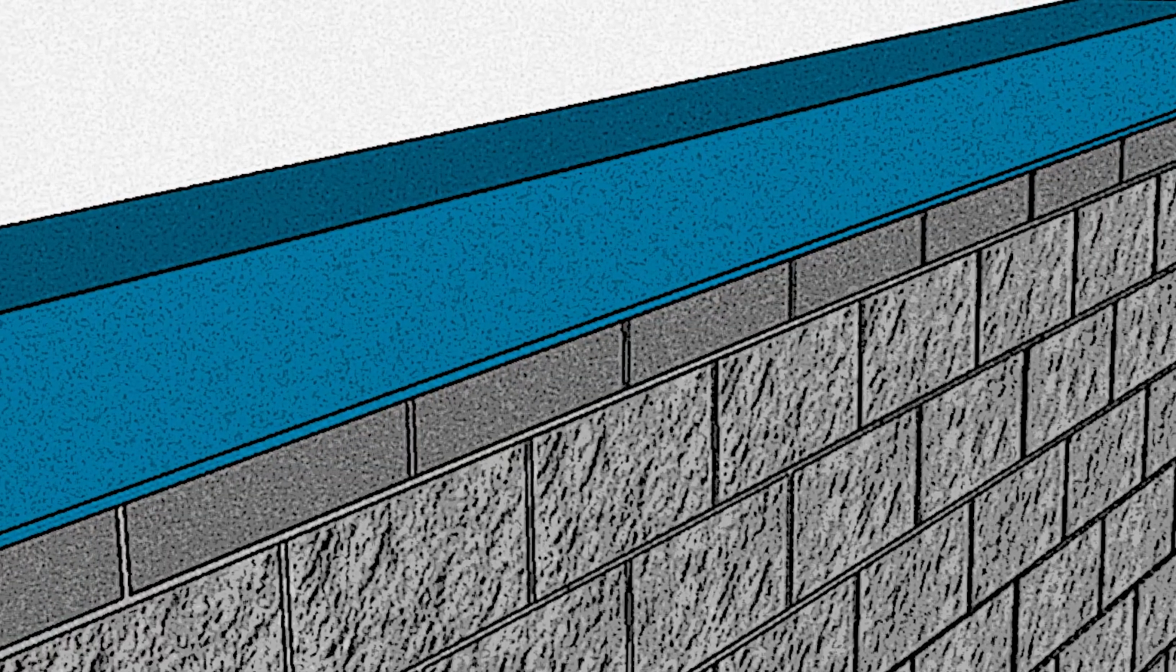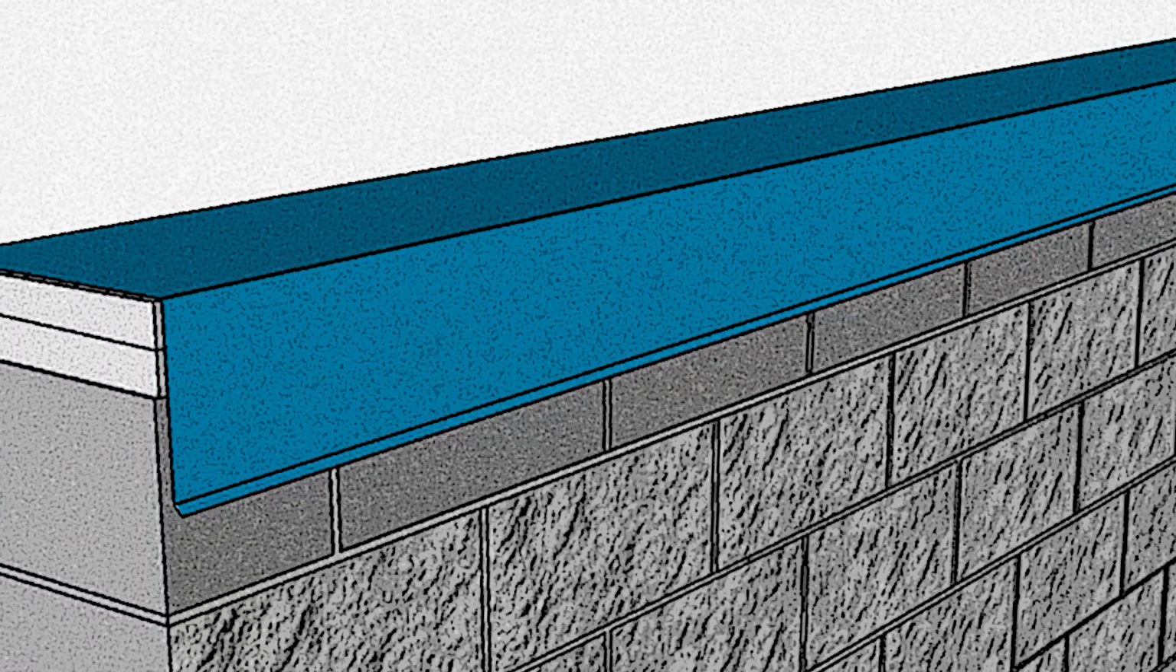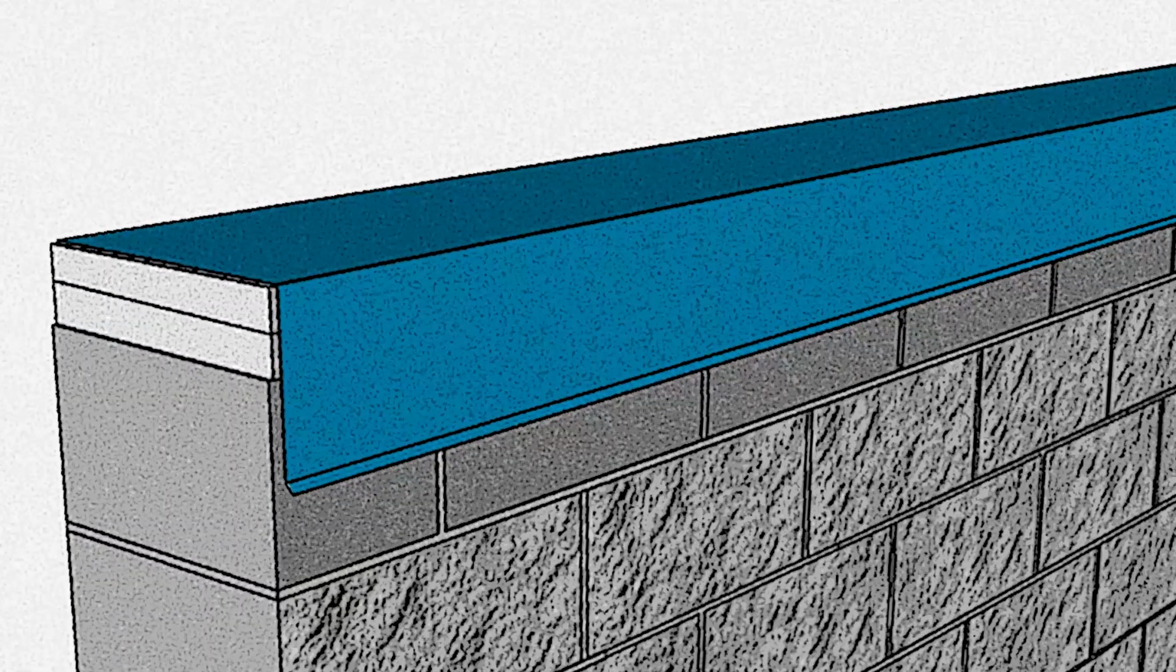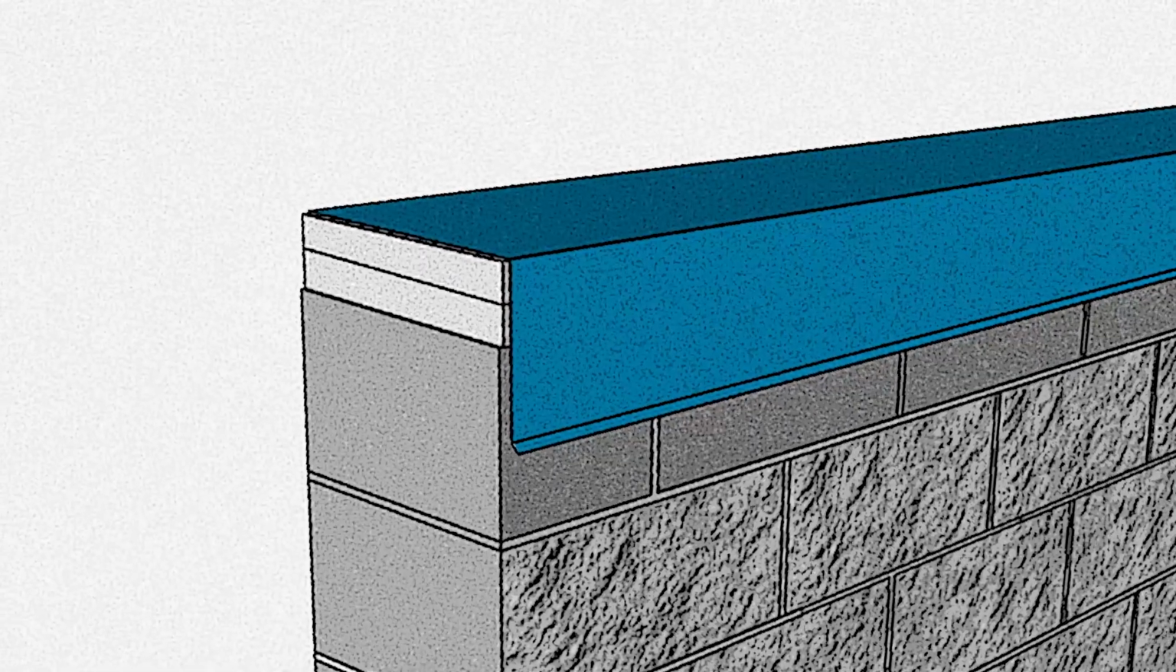Both drainage and barrier walls will require coping flashing, which protects the edge of roofing and limits wind-driven rain from blowing up under the roof edge, as well as preventing moisture from entering the wall.